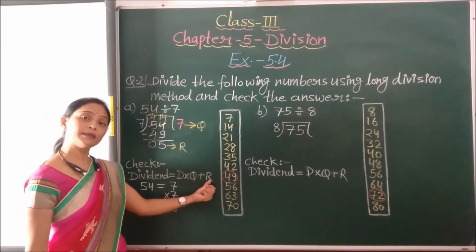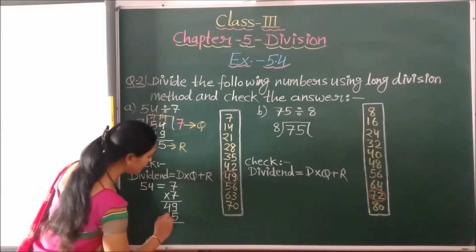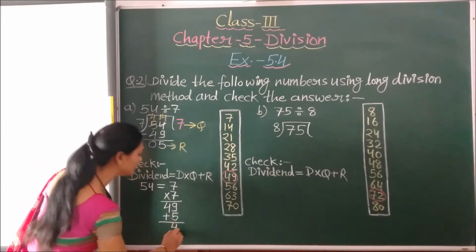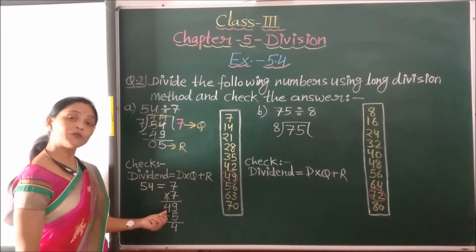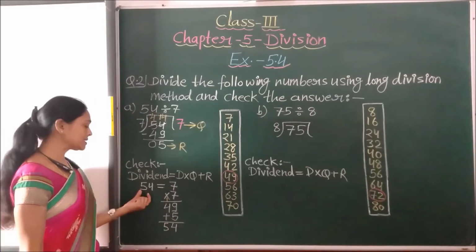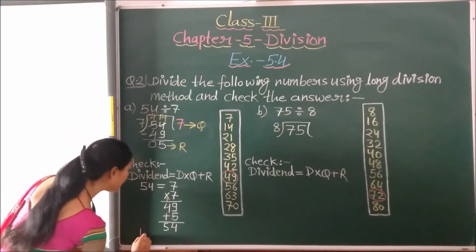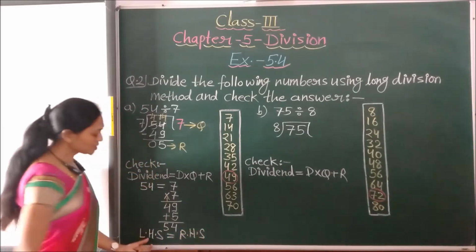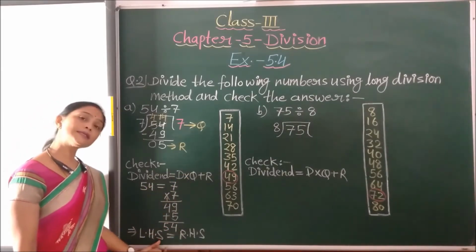Now we have to add the remainder. Remainder is 5, so we write 5 here and add. 9 plus 5 is 14. So we write 4 here and 1 is carried over. Now 1 plus 4 is 5. So here we got 54 and this is also 54, meaning both sides are equal. Left hand side is equal to right hand side. So our answer is correct. If both sides come out equal, then our answer is correct.